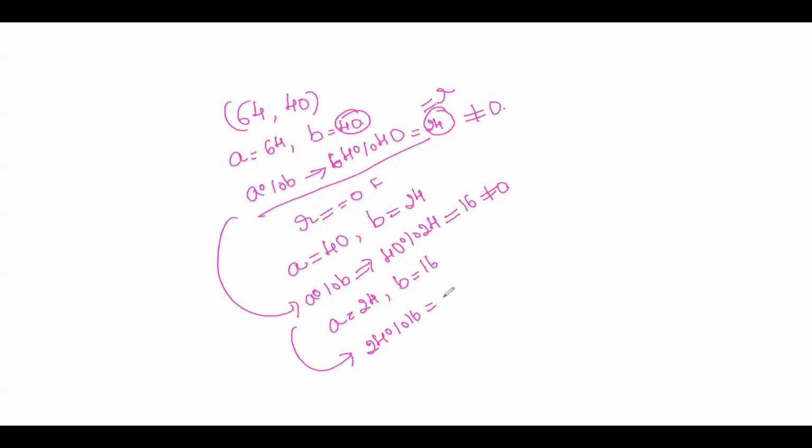Here, 16 will not completely divide, and then 8 is a remainder. Once again, which is not equal to 0, I will repeat the step where I will say a is equal to the b value and b is equal to the value of r, and again a mod b. So in this situation, I will get 16 mod 8. But here if you see, 8 divides 16 completely and I will get 0.